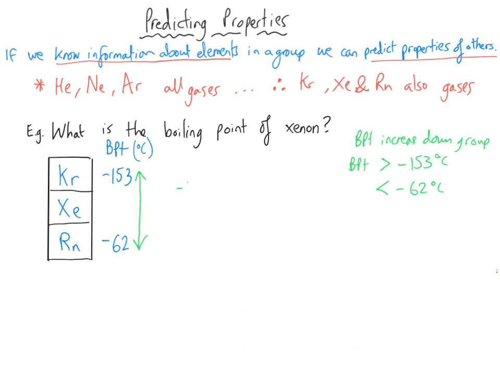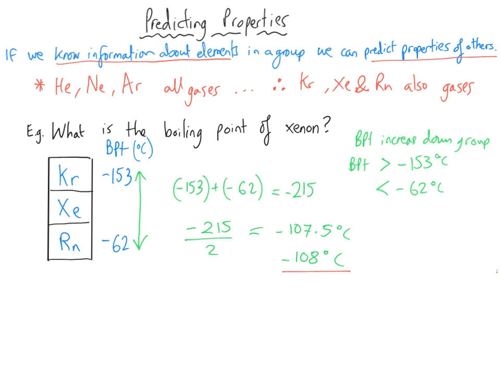So what do you get if you add minus 153 to minus 62? If you add these two numbers together, you get minus 215. And then if you divide this number by 2, you can find the halfway stage, which gives us minus 107.5 degrees C. So to whole numbers, I would predict that xenon would have a boiling point of minus 108 degrees C. And so that would be your final answer for this question. And that is actually the boiling point of xenon, so this gives us a spot-on answer.